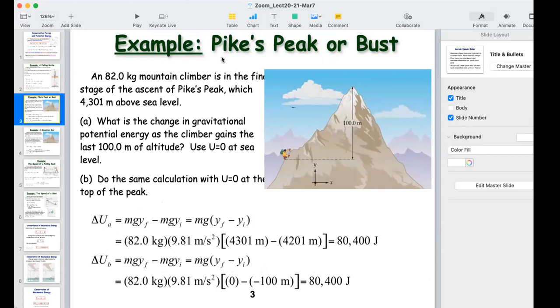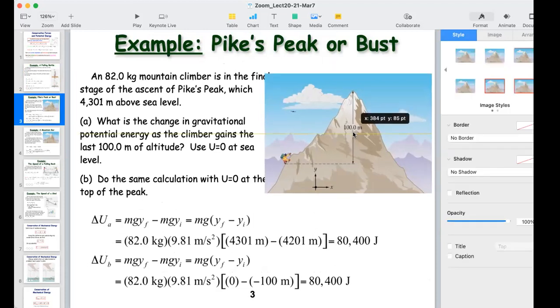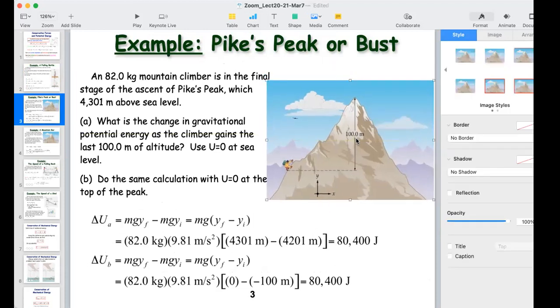Okay, then we have another example with the Pikes Peak or bust. So we have an 82 kilogram mountain climber that is in the final stage of the ascent of Pikes Peak, which is 4,301 meters above sea level. What is the change in gravitational potential energy as the climber gains the last 100 meters of altitude?